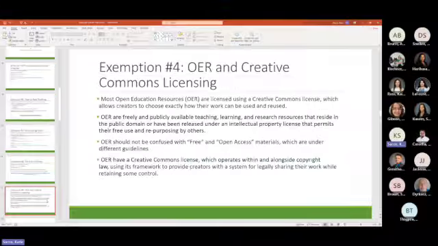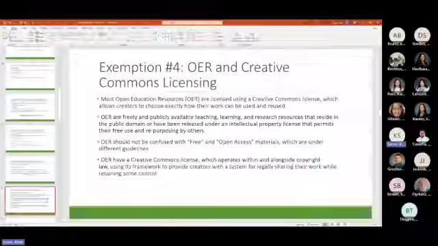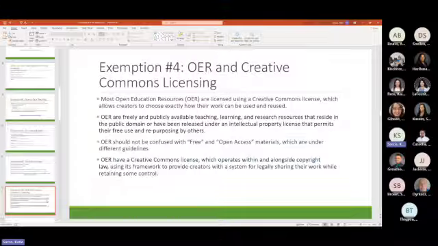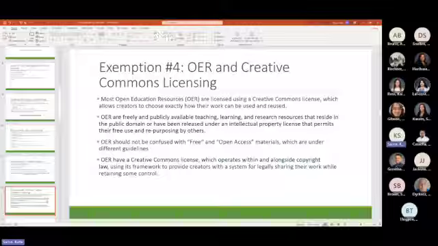Exemption 4 is the OER and Creative Commons licensing. Okay, so we talk about OER a lot and how it can be used. Open education resources are licensed under Creative Commons licenses. So you have your copyright, which covers the document, but authors can put a Creative Commons license on it to put restrictions on how their items can be used. So they could say, yes, you can redistribute this, or yes, you can copy this and use it in your class, but then you can't manipulate it. And you can see those licenses in there.